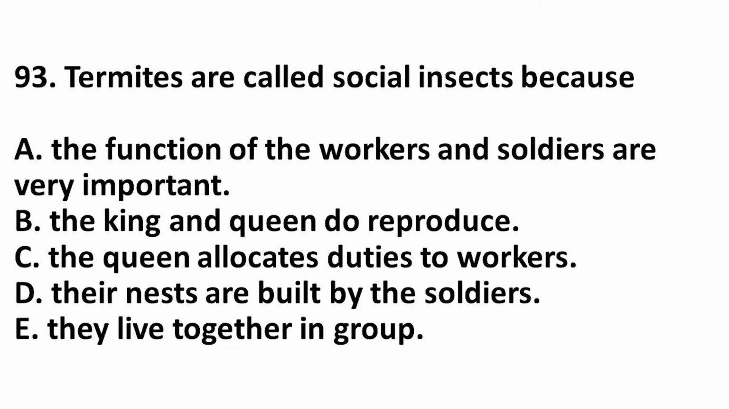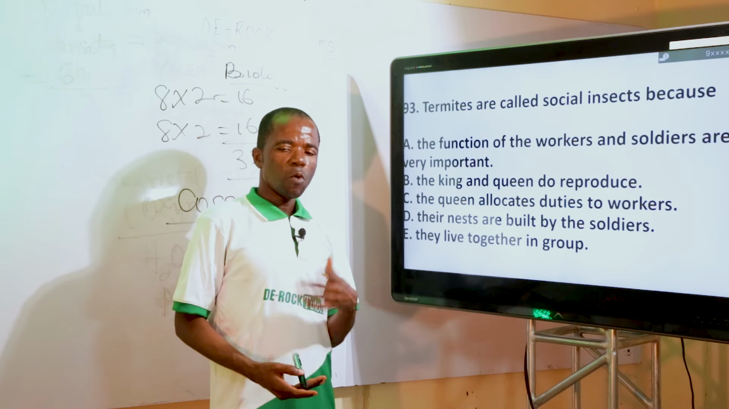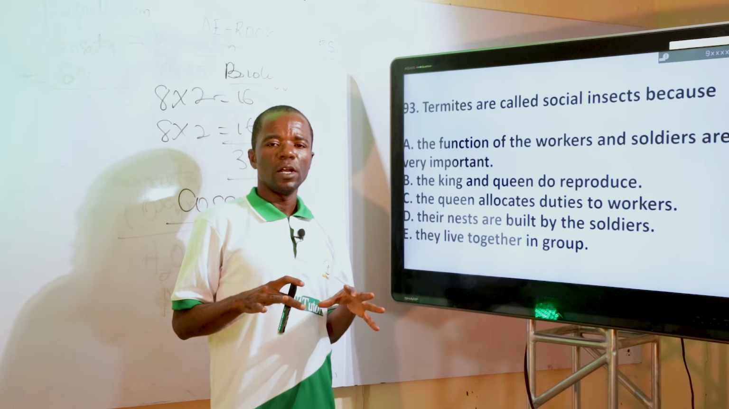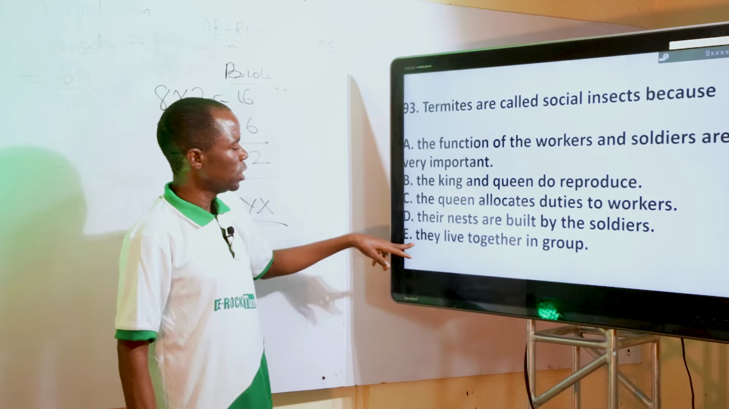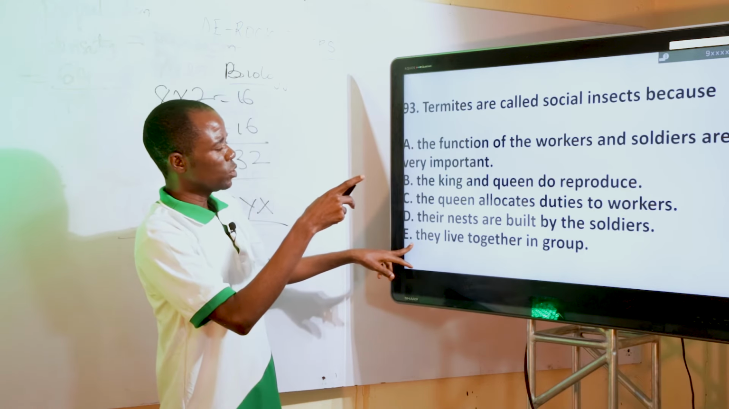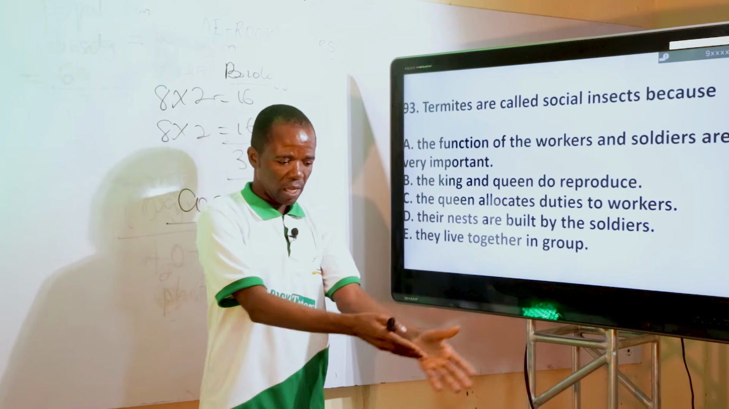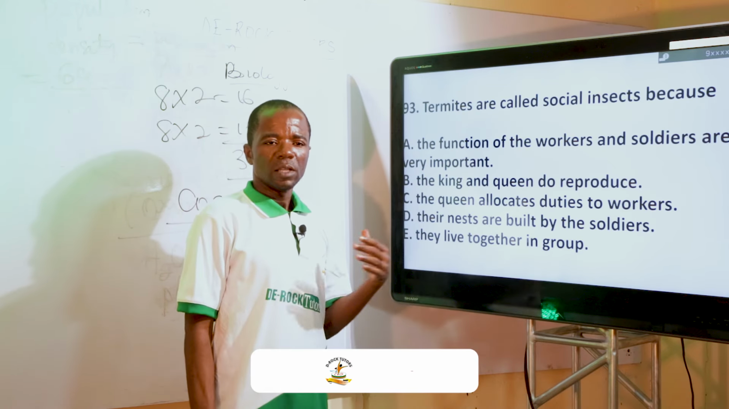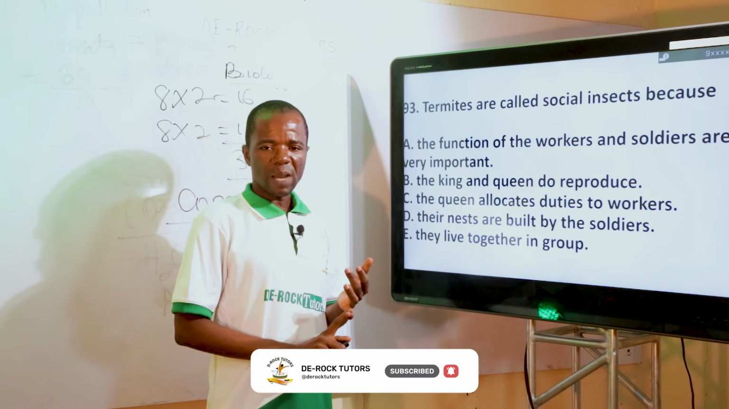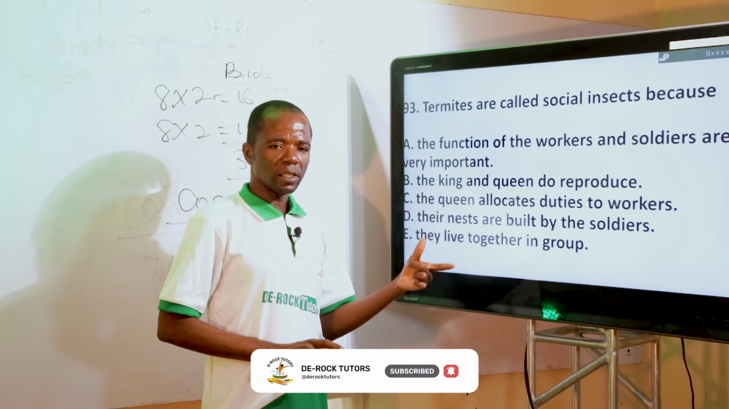Termites are called social insects because now we have some organisms we refer to as social insects. And essentially, the reason why they are called social insects is because they live in communities, they live together in groups. So the correct answer for this is option D. We know that termites live together in a group in a termitarium. And by the way, termites have different castes. In termites, you have the king. In termites, you have the queen. The king mates with the queen.